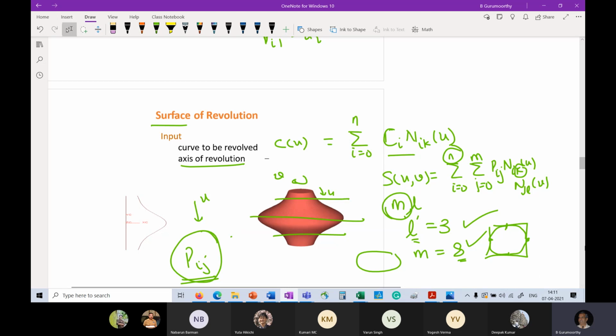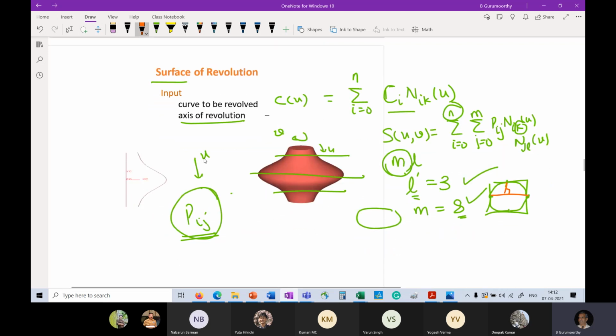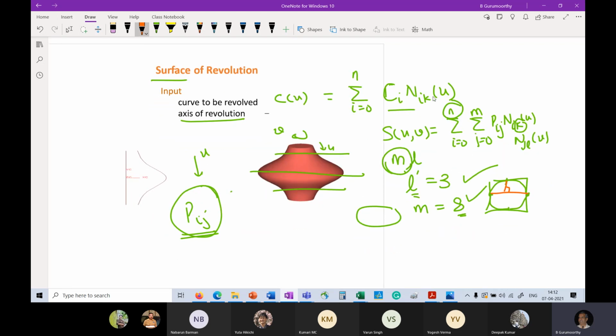Of course, this is not a unique result. You can have any result, depending on the angle that you want the revolution to be done over, right? You can have the right number of control points. So if you want a half circle, or if you want only a quadrant, then the number of control points automatically get adjusted. Okay. So the only thing left here is to determine the control points, right?